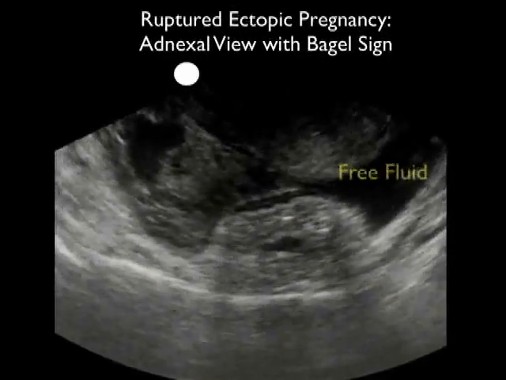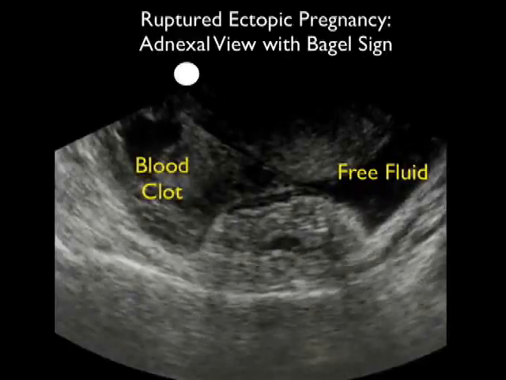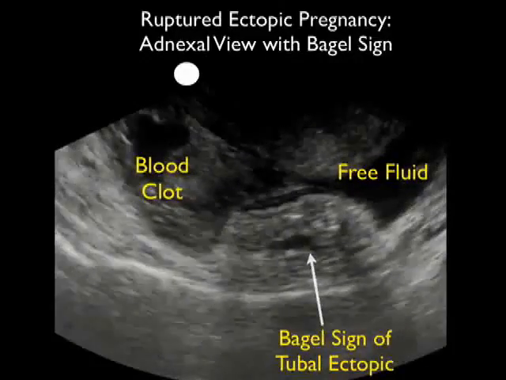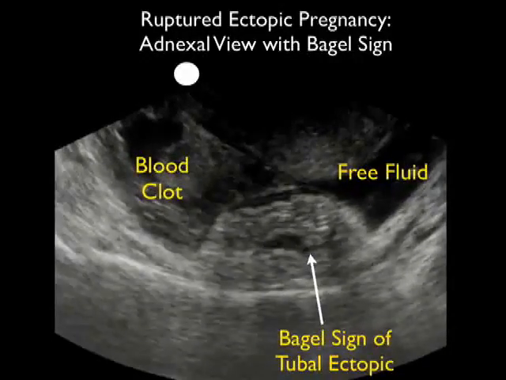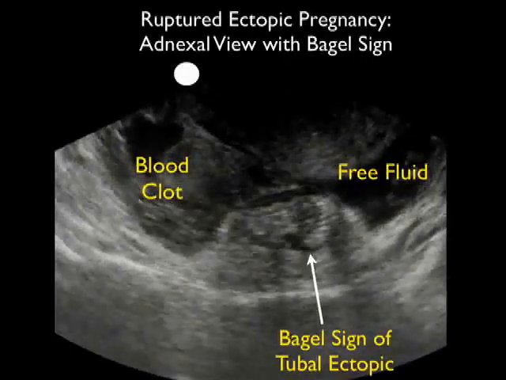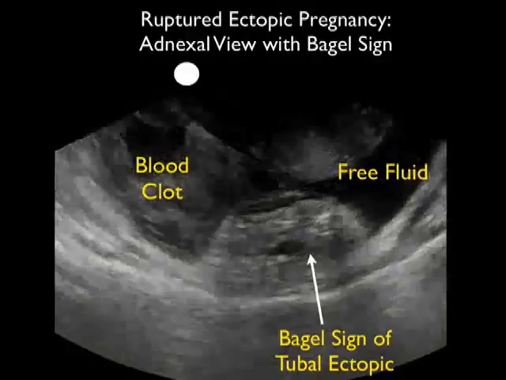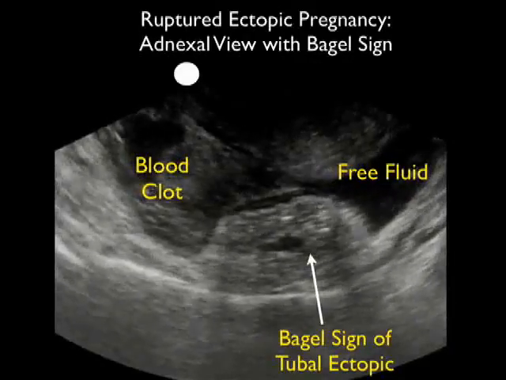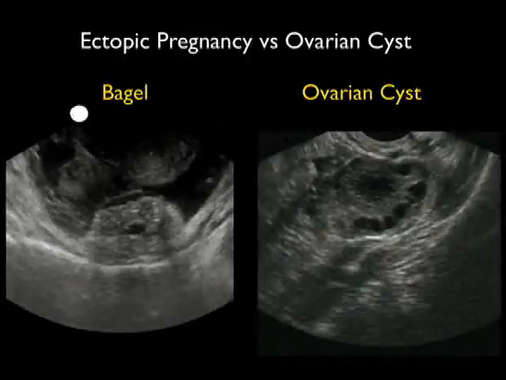So, given the absence of an intrauterine pregnancy, we decided to scan out to the adnexa and notice here the presence of a bagel sign of a tubal ectopic pregnancy. We see fresh fluid here above the bagel to the right, blood clot to the left, and the more hyperechoic or lighter bagel sign in the middle of the image.